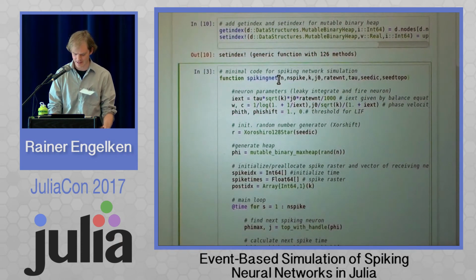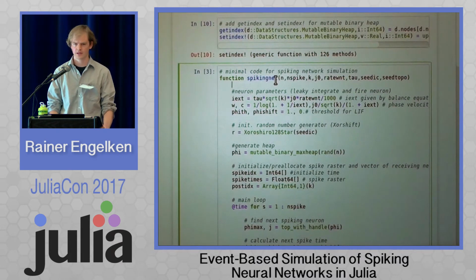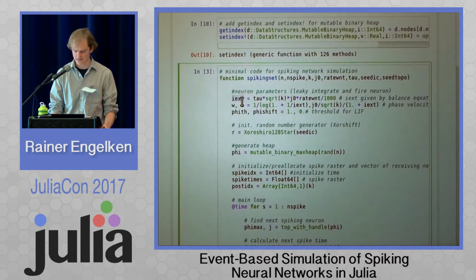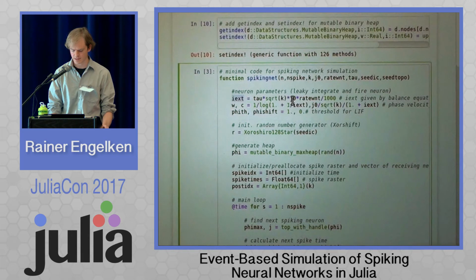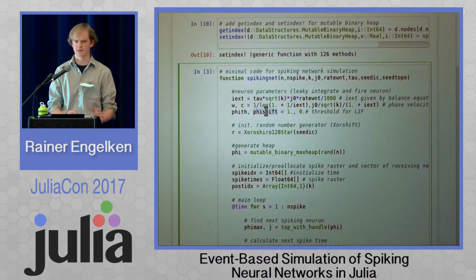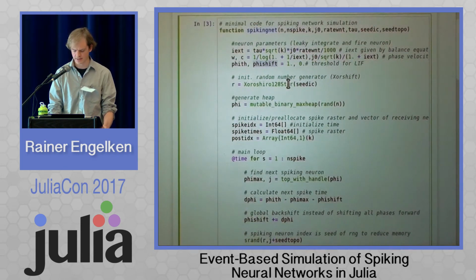And now starts the spiking network simulation. We have a function that's just minimal code to give you an idea how to actually do it. First, we define some neuron parameters. In this case, I use the so-called leaky integrate-and-fire neuron model. So I have to define an external input, which depends on the parameters that I put in: the membrane time constant, the number of synapses, the coupling strength J0, and the desired firing rate. Now, W is my phase velocity, C is the effective coupling strength. This is just a function of the external input and the number of synapses per neuron. I have to set the threshold and the shift. So the initial global phase shift is 0, and subsequently we will always shift this further and further. We initialize our random number generator. Now we generate the mutable binary heap.